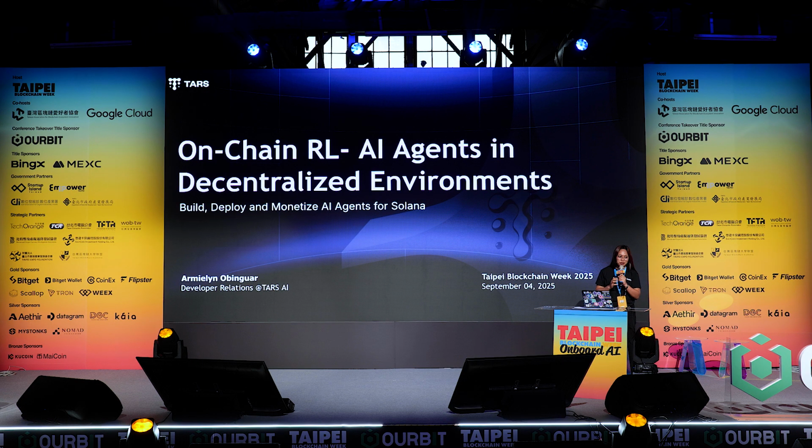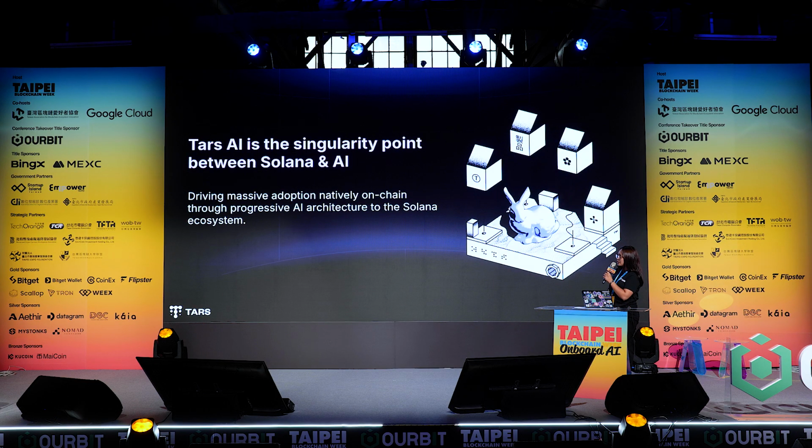So I'm speaking about on-chain RL, AI agents. I believe there are many AI agent projects that we're seeing everywhere, right? So we're gonna discuss a little bit about agentic RL, which is agentic reinforcement learning. So going first, let me just introduce Taurus AI.